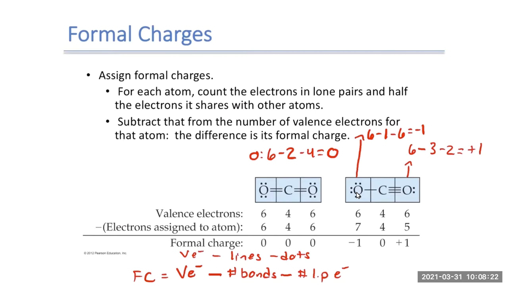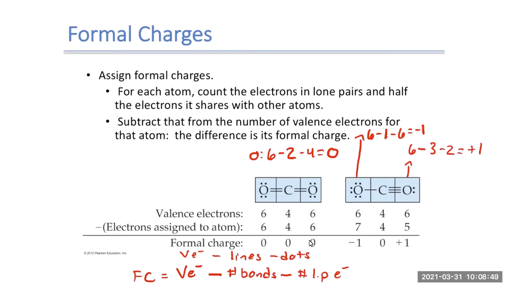Whenever we're determining which structure is the best one, we want the least number of formal charges. We want everything to be 0. In an ideal world, we want everything to be 0. That means each atom is happy. Each atom has the exact number of electrons and the exact amount of electron density it wants.